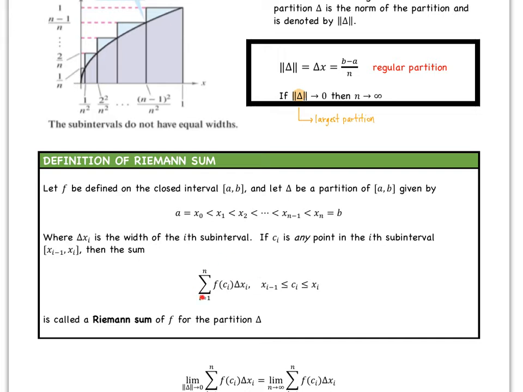Then the sum is simply just like what we did before, is this delta x i, that's our base, right? That's the width of our rectangle, our base of our rectangle, and this f of c i is the height. It's just saying that for a Riemann sum, the bases aren't always going to be equal, okay? So it's called a Riemann sum for the partition delta.